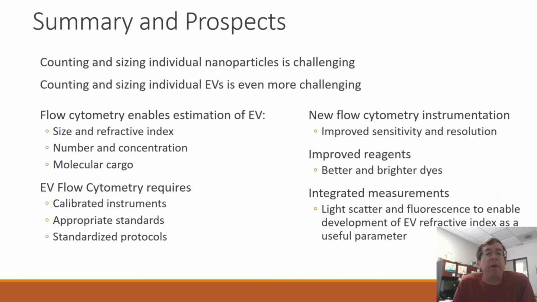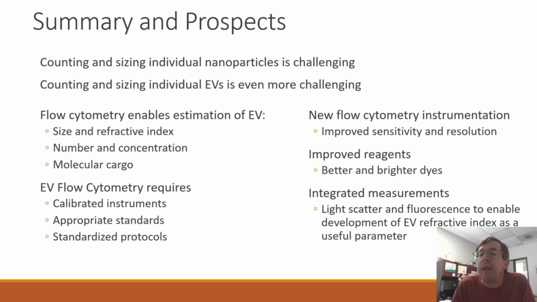So to wrap up, counting and sizing individual nanoparticles is challenging. Counting and sizing EVs is even more challenging, but we've seen several approaches whereby flow cytometry can estimate EV size and refractive index, number and concentration, which is a subject on its own, as is the measurement of molecular cargo. Perhaps we'll touch on those in future tutorials. Common features of EV flow cytometry are an optimized calibrated instrument, appropriate standards, and appropriate protocols that are applied rigorously.